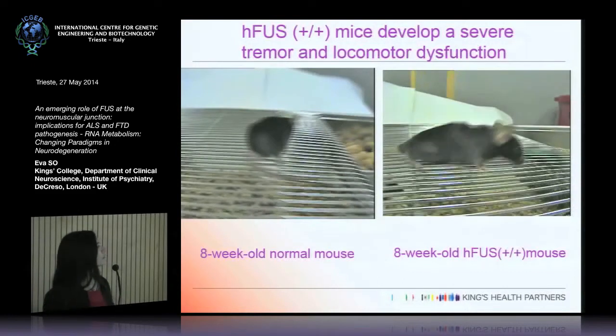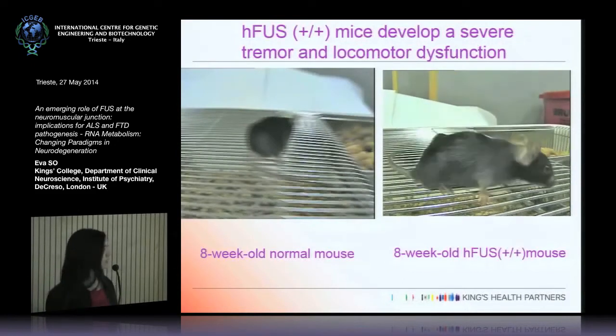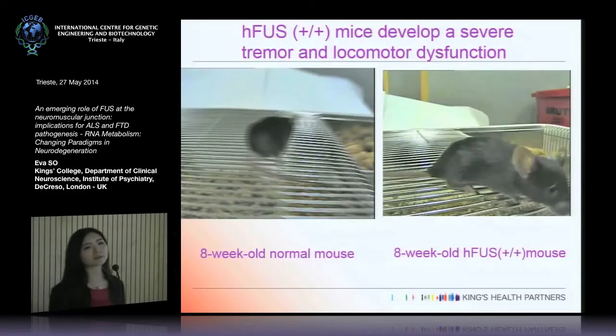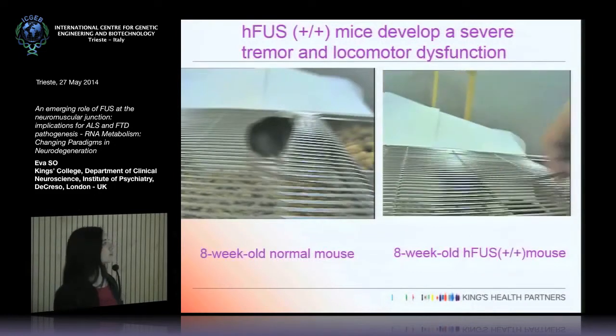So they are unable to raise their pelvis off the ground. And normally these mice require to be euthanized by about 12 weeks because they have lost more than 25% of their body weight, and they can't really access food or water. So this is a very severe phenotype.